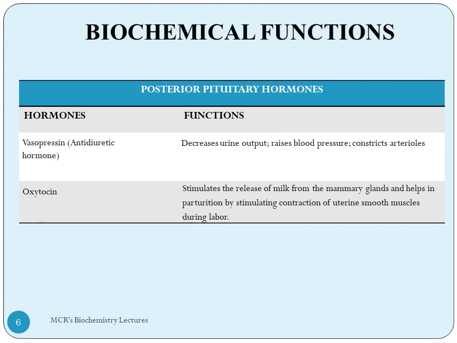Moving on to the posterior pituitary hormones, the vasopressin decreases the urine output, raises blood pressure and constricts the arterioles, whereas the oxytocin stimulates the release of milk from the mammary glands and helps in parturition by stimulating contraction of uterine smooth muscles during labor.